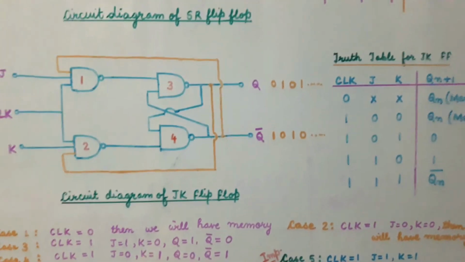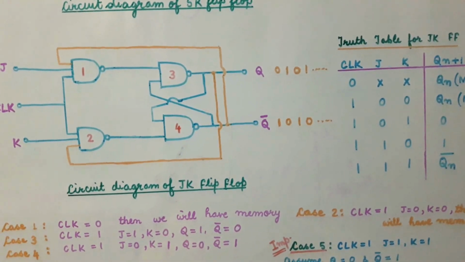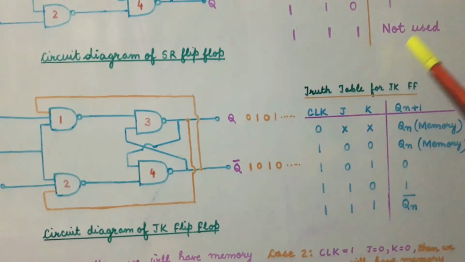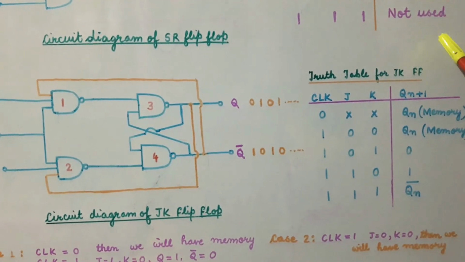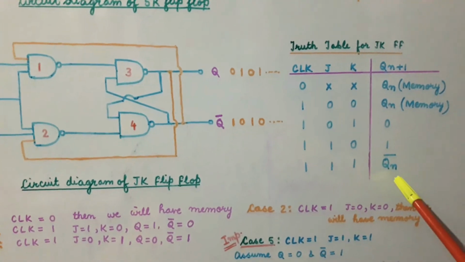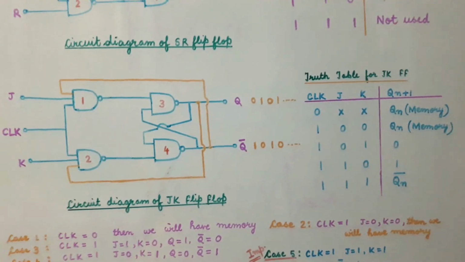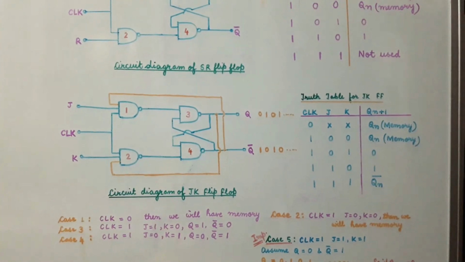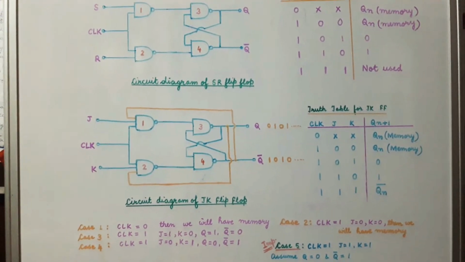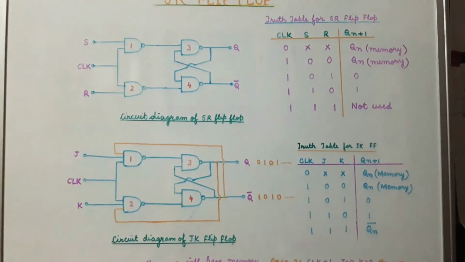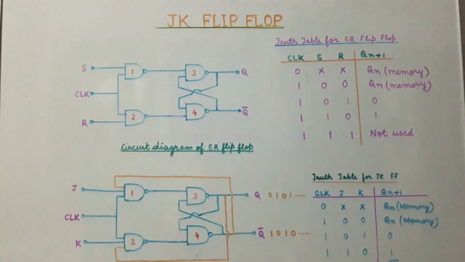So, in this way we have converted the not used case to the complement of Qn. This is known as toggling. Now, there is a difference between toggling and racing, which we will be discussing in the next presentation.